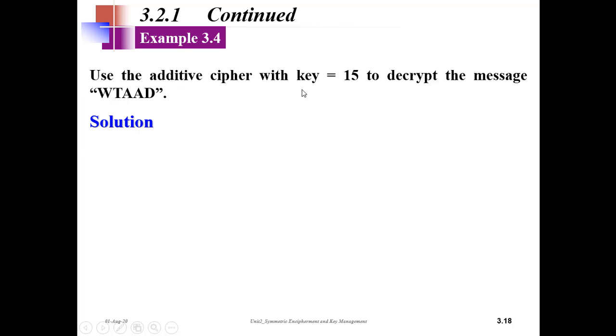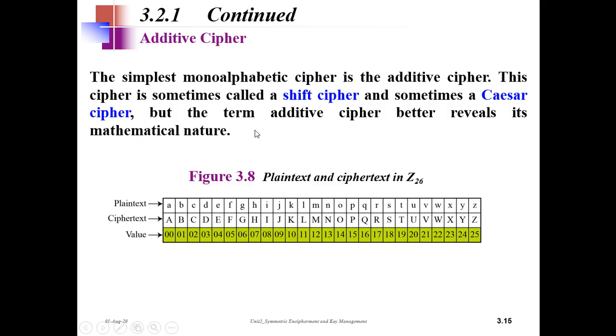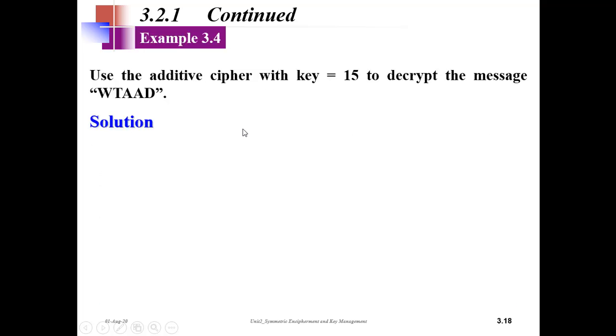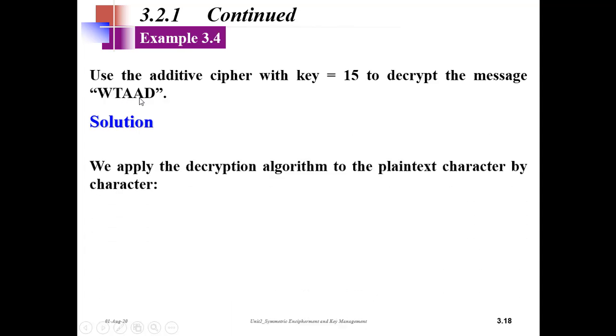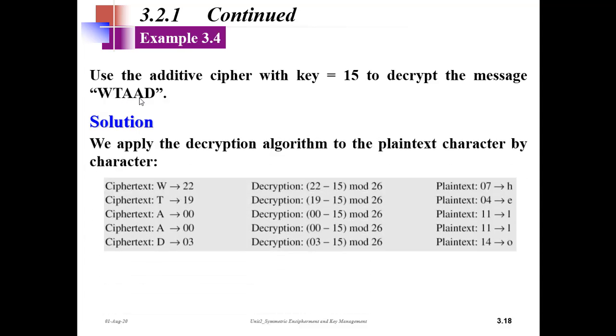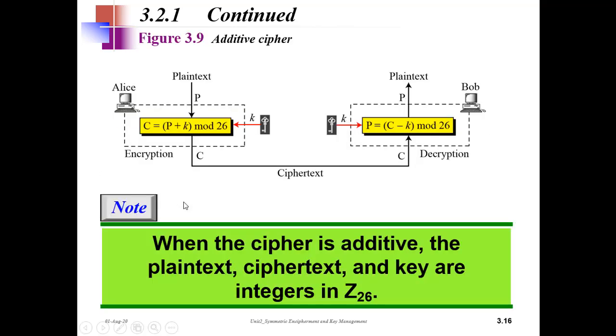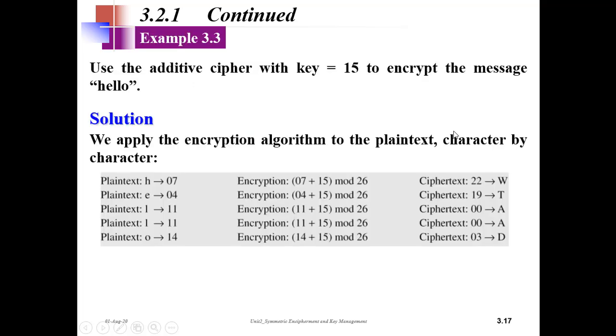Now we have the additive cipher with key 15. What we saw in the additive cipher is that the key is the same, right? That's why the same key is given to decrypt the message WTAAD. So you already know what the answer should be. It should be hello, right? Let's see. For decryption we use C minus K mod 26. So what is C?